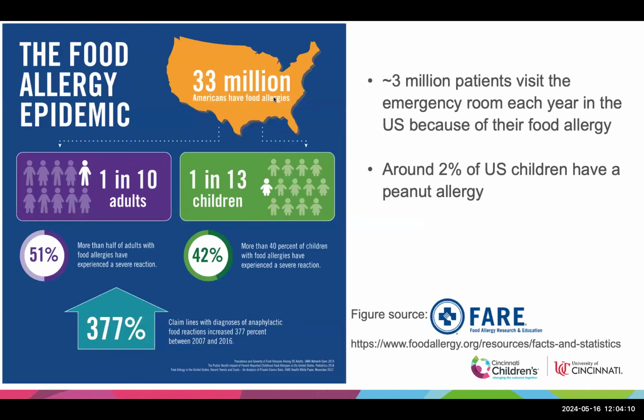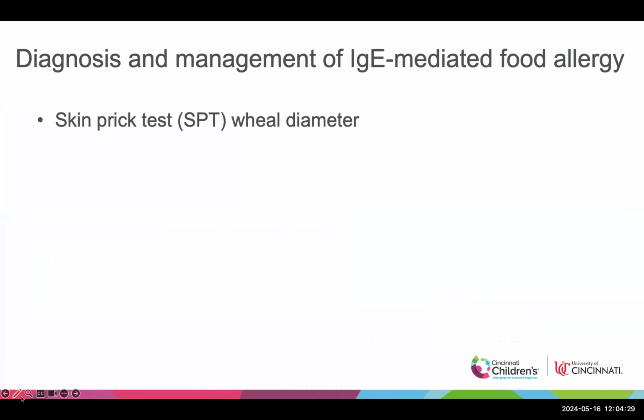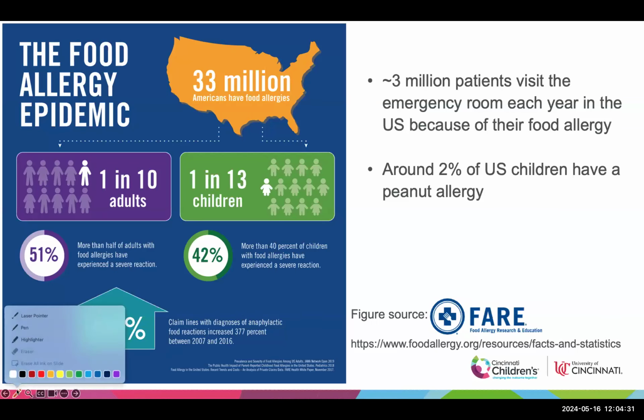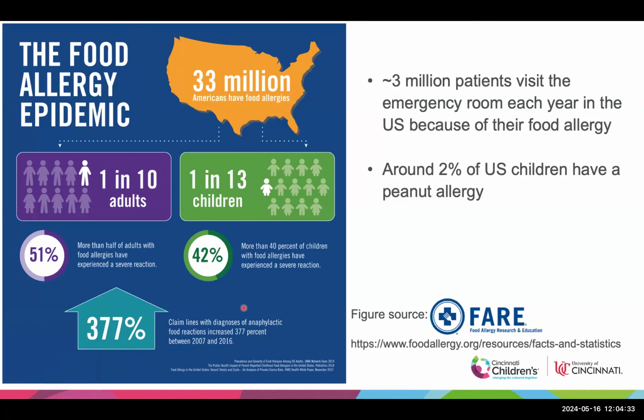Food allergy, and this is a great infographic from FAIR. About 33 million Americans have a food allergy. For adults, it's about 1 in 10, and children 1 in 13, or like 11 and 8%. A lot of people with food allergies actually have severe reactions, about 51% of adults and 42% of children.